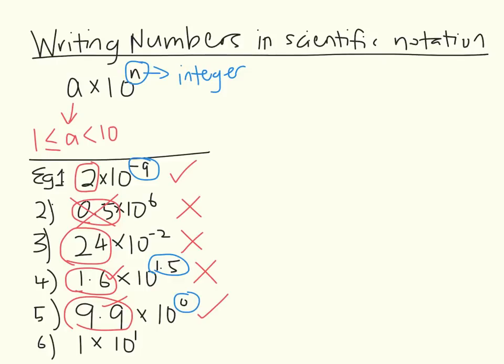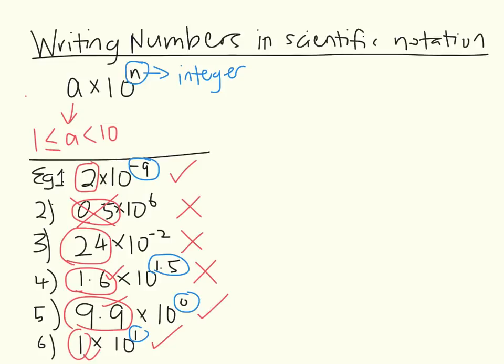And we have 1 times 10 to the power of 1. Is 1 greater than or equal to 1 and less than 10? Yes, it is. And the power 1, is it an integer? Yes, it is. So this is in scientific notation. So you can see over here we have some numbers that are in scientific notation, some are not.